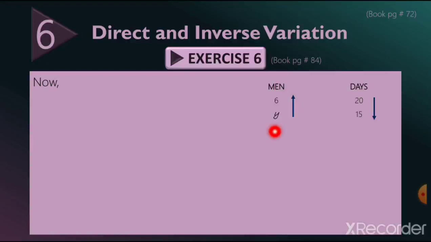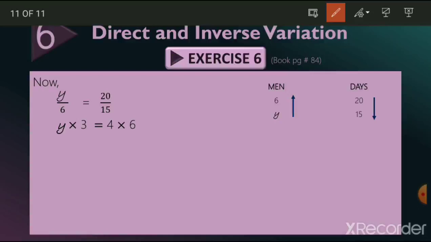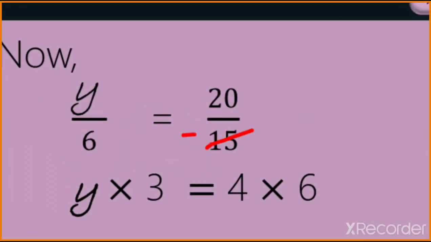So here it will be y by 6 because y is with the arrow tail and it will be in the numerator. Like this, it's y by 6, and for this, 20 is with the arrow tail, so it will be in the numerator. It will be 20 by 15, like this. Now 15 and 20 can be divided by 5, so 5 threes are 15 and 5 fours are 20.